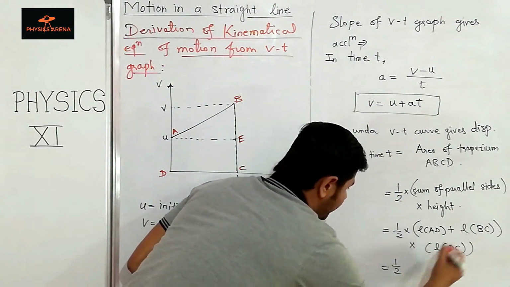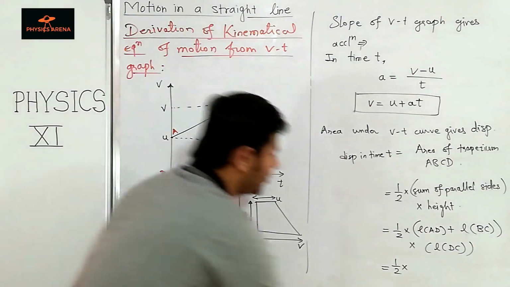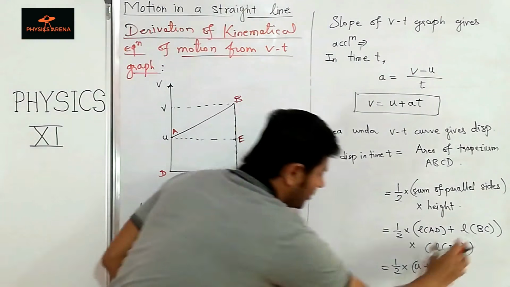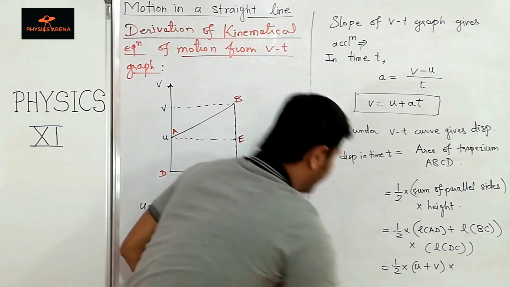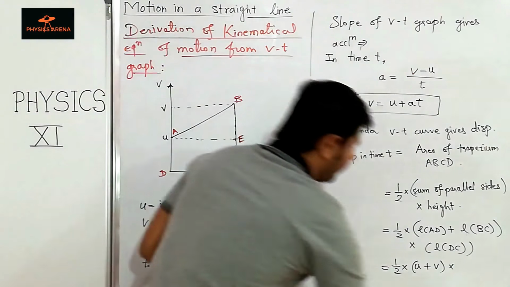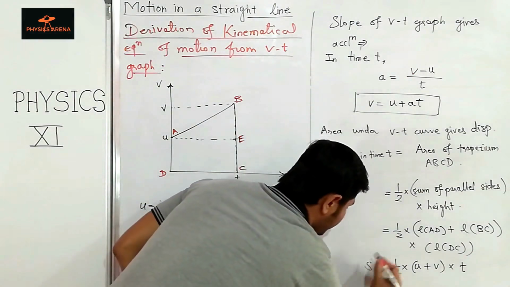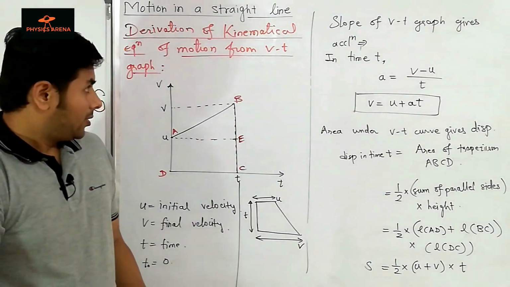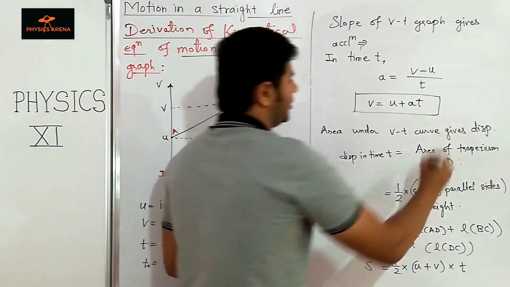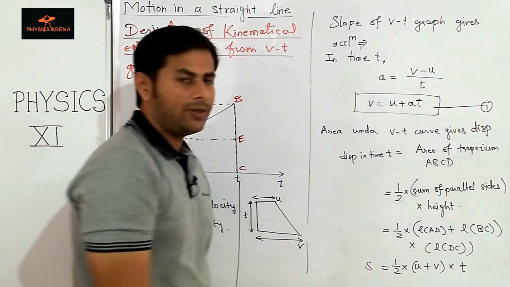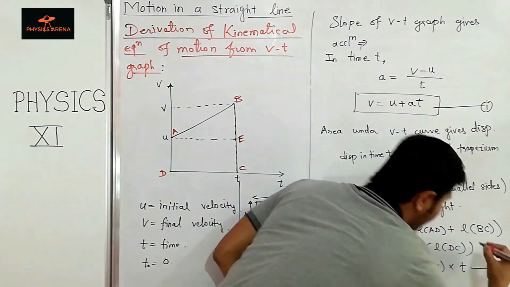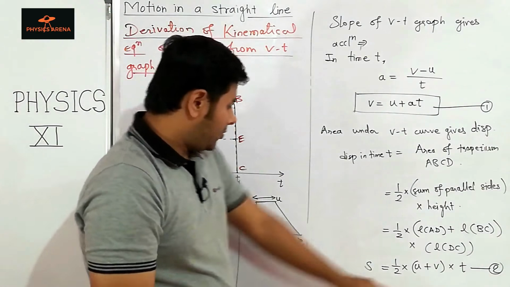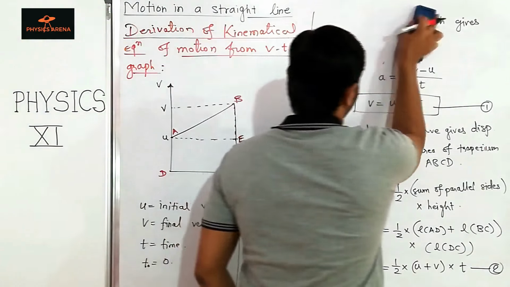After that, let's just substitute. The length of side AD is u, this length is v, and the height is the time t. So displacement is equal to half of u plus v, multiplied by t. Okay, let us call this equation 1, and let me call this equation number 2. Now I will rewrite this here and I will erase this.